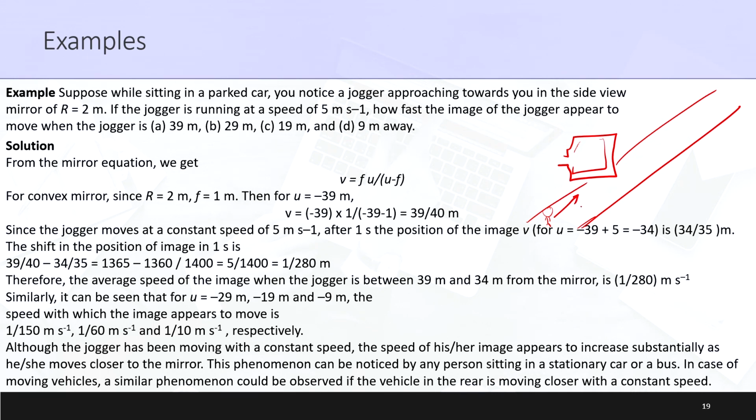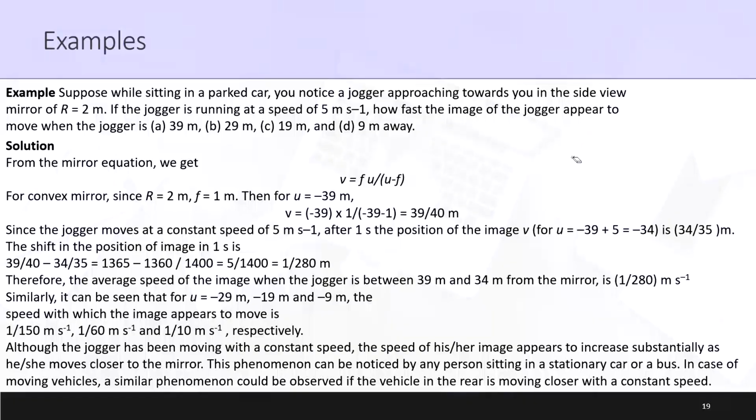The speed of the jogger is given to you, that means it is moving at a speed of 5 meters per second for now. How fast does the image of the jogger appear to move when the jogger is at 39 meters, 29 meters, 19 meters and 9 meters away? So, you just need to calculate. This is basically a concept which you need to understand: what happens to the relative speed of movement as the object gets nearer to the mirror. Does it get faster or does it slow down? We just need to understand that concept here. Quite evident, you can understand the static cases first and then you can understand what is happening by changing the rate of change of everything.